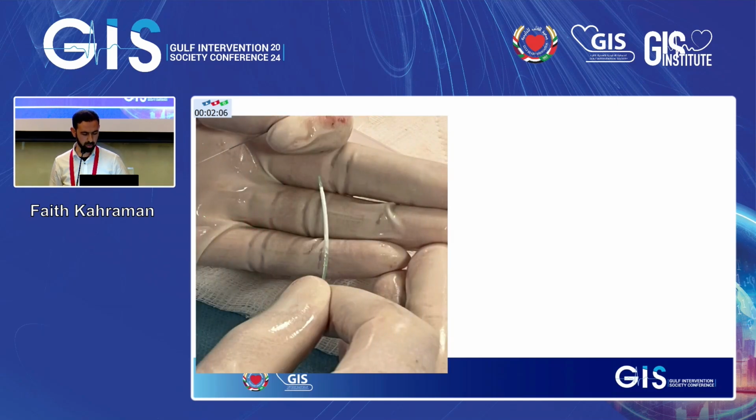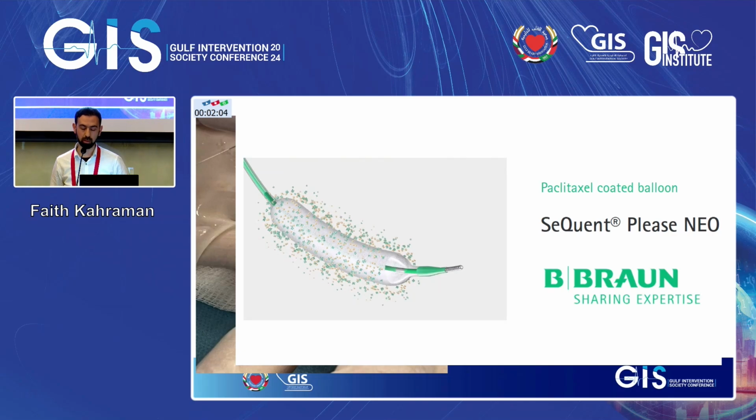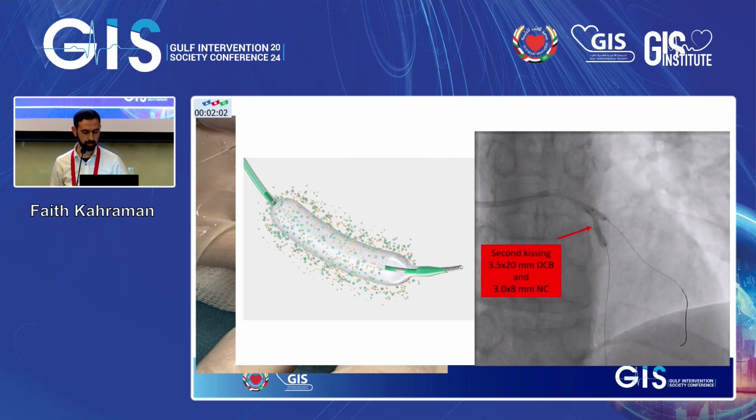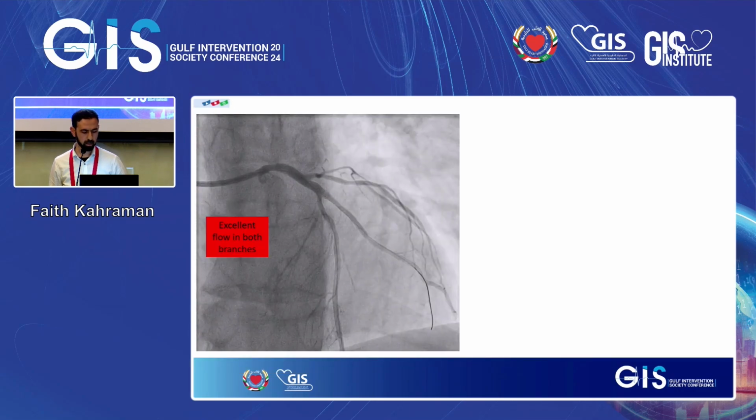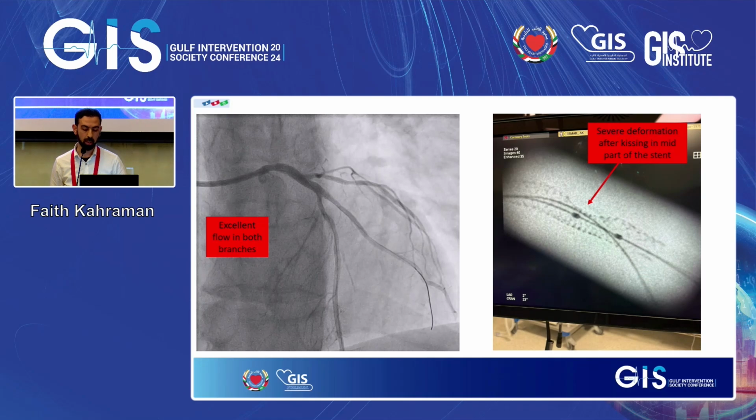We use B. Braun SeQuent Please DCB in our clinic. While inflating the DCB, to prevent deformation of the diagonal branch, we did our kissing procedure: 3.5 by 20 millimeter DCB in the LAD and a 3.0 by 8 millimeter NC balloon in the diagonal branch. And we had excellent flow in both branches.